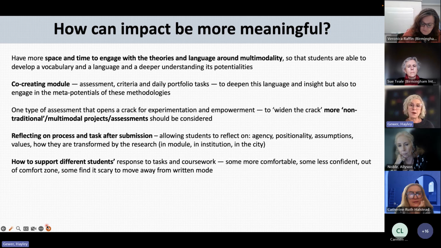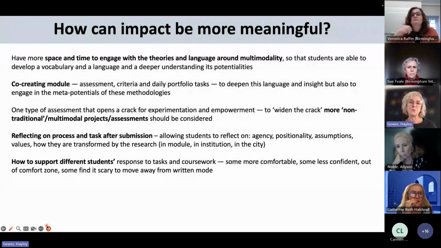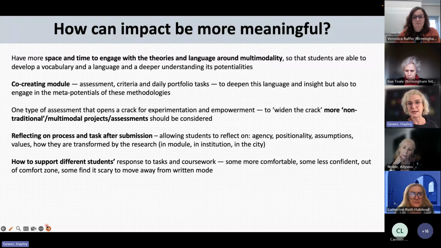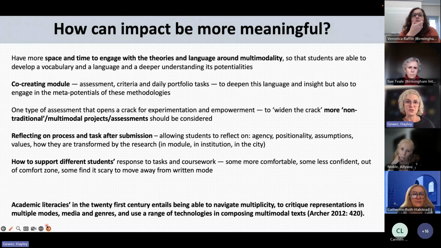And then also needing to think more about how to support students. So for the more confident students, these multimodal portfolios were really taken on with a lot of excitement and confidence. But there were also a lot of students who were less confident and had never done this type of task before, and so felt out of their comfort zone and sometimes felt quite scared to move away from very typical essay type structures and essay type assessments. So it was also a way of thinking about how do you support those students that feel less comfortable, but also still supporting those that feel more comfortable in order to really develop the potentialities of those types of assessments.